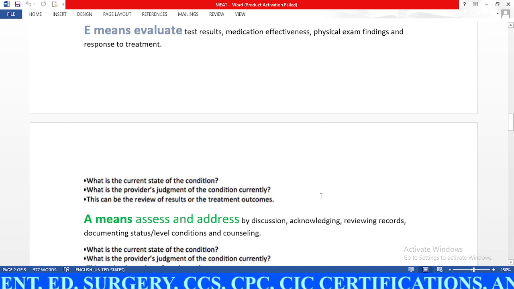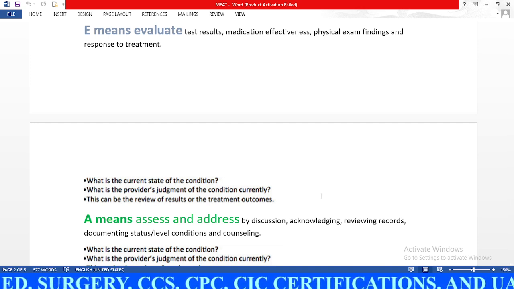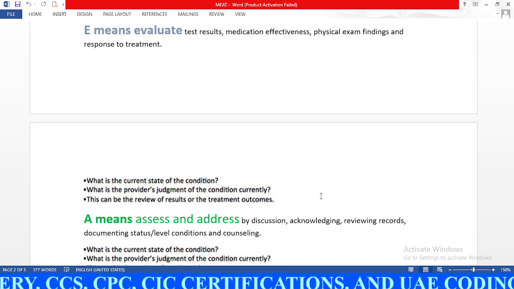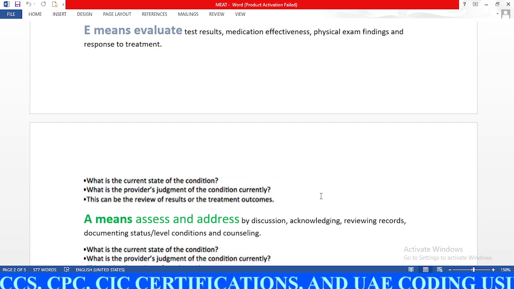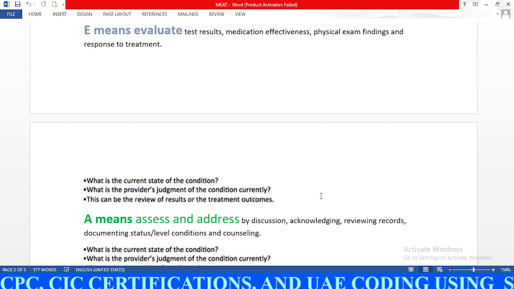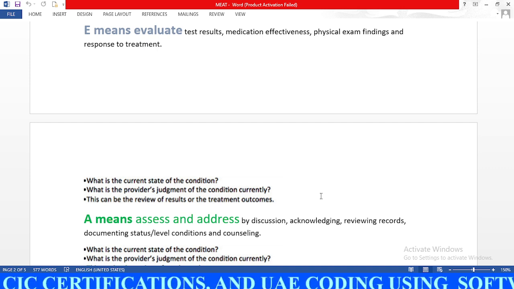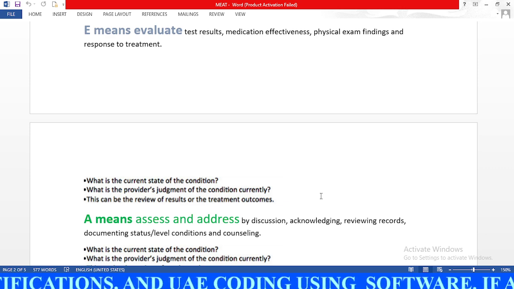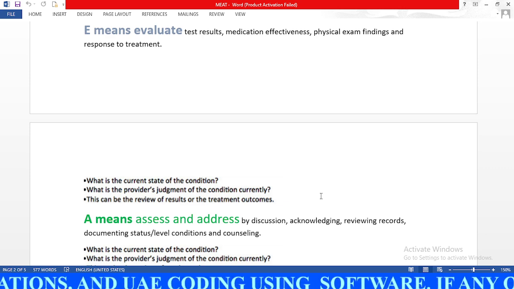So what is the provider's judgment of the condition currently? Here we will check the provider's current judgment. This can be a review of results or the treatment outcomes. Here the physician needs to evaluate the review of results or the treatment outcomes.